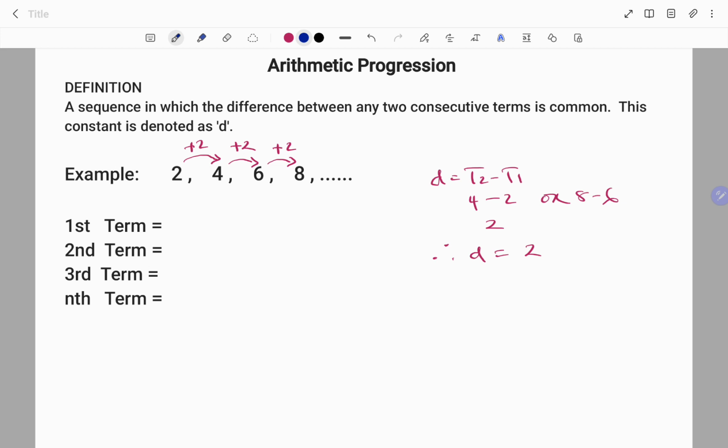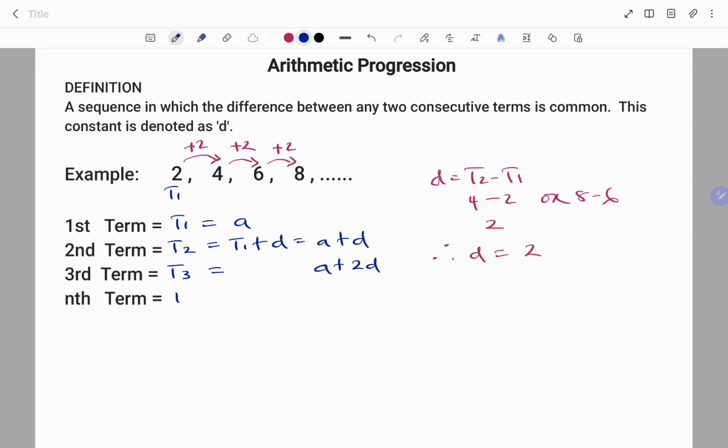Our first term, denoted as T1, is also our a, and in this example is 2. Our second term, T2, equals the first term plus the common difference 2, which is going to give us a plus d. Our third term, T3, equals a plus 2d.